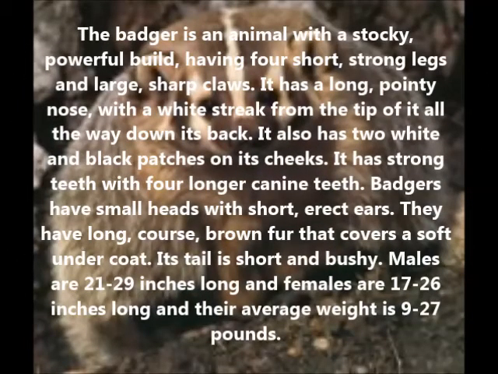The badger is an animal with a stocky, powerful build, having 4 short, strong legs and large, sharp claws. It has a long, pointy nose with a white streak from the tip all the way down its back. It also has 2 white and black patches on its cheeks. It has strong teeth with 4 longer canine teeth. Badgers have small heads with short, erect ears.